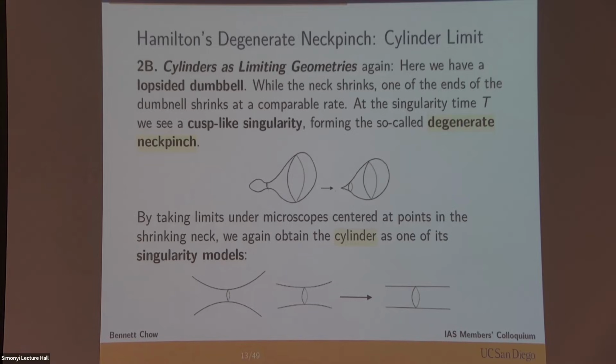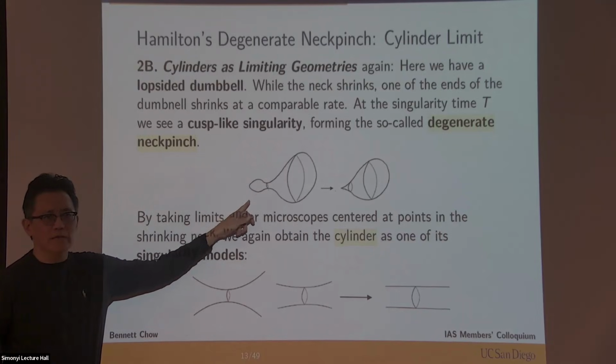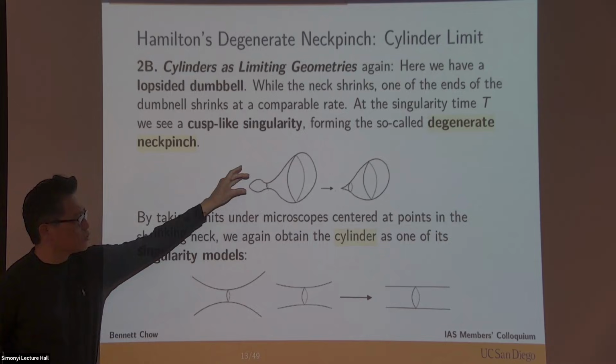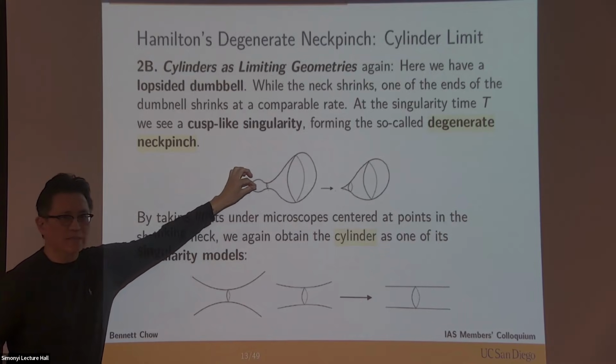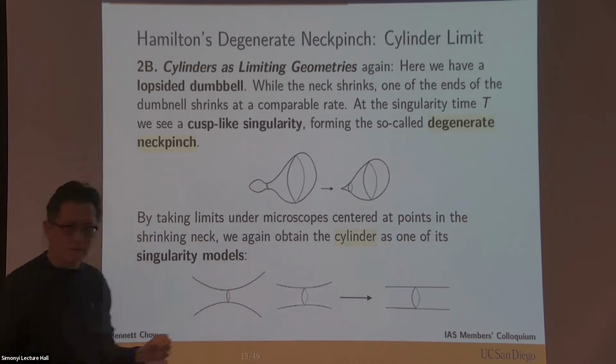Okay, so what Hamilton envisioned was kind of a lopsided view of this, and he actually came up with the idea of a degenerate neck pinch. So the idea is that instead of the dumbbell, you make one of the sides smaller, right? And the idea is this might shrink at the same time this neck is shrinking like that. And then you might get a cusp singularity.